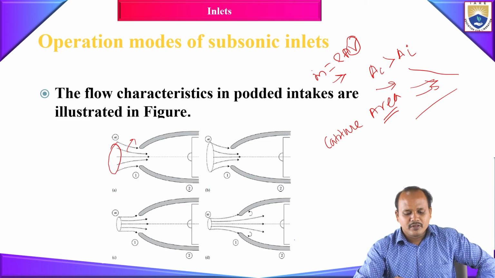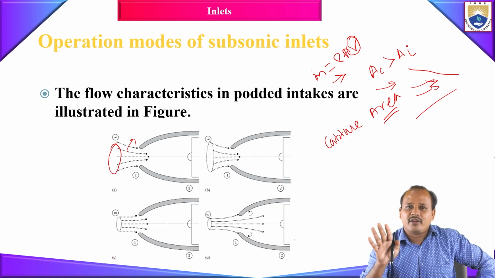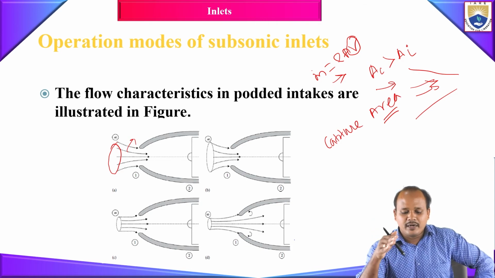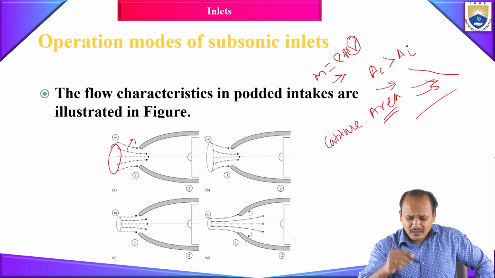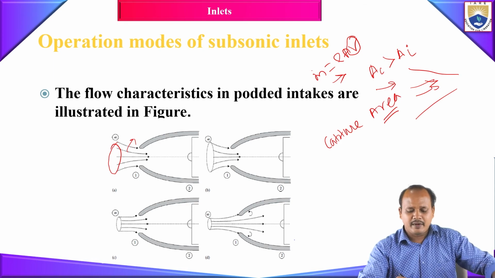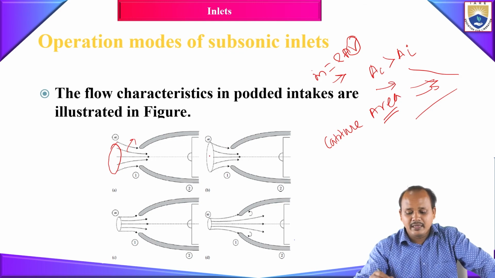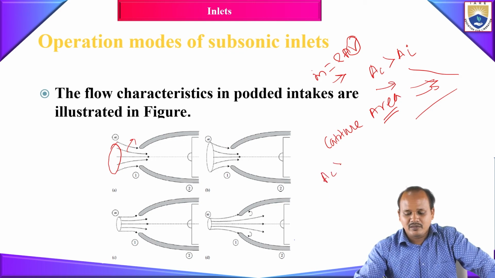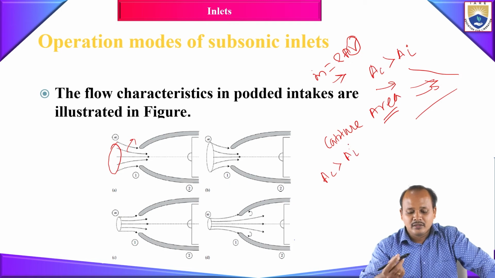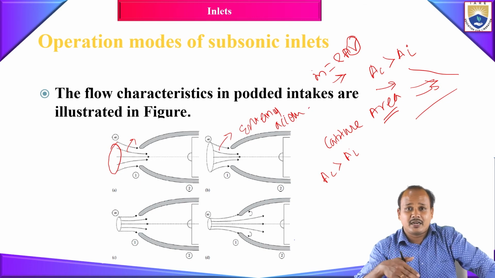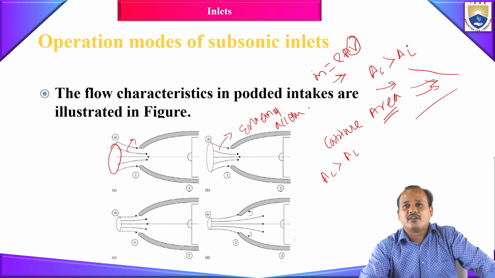Now if you start moving your aircraft, that is, it is going to take off, what is going to happen? Your flight speed is increased. When the flight speed increases, the capture area will be reduced, but it will still be greater than your inlet area. So once again, during takeoff you will have external acceleration, and this external acceleration will be sufficient to supply the required mass flow rate.